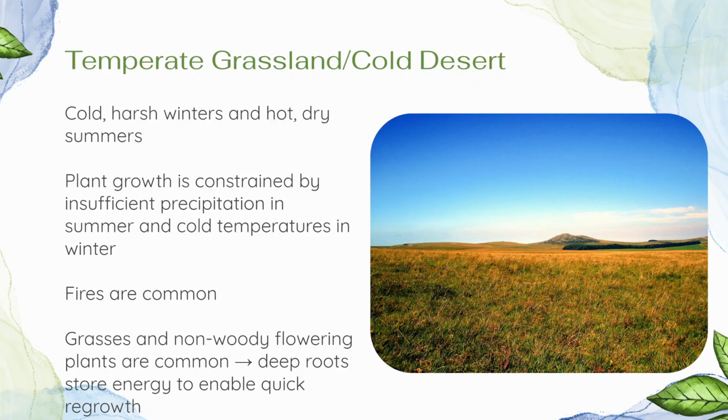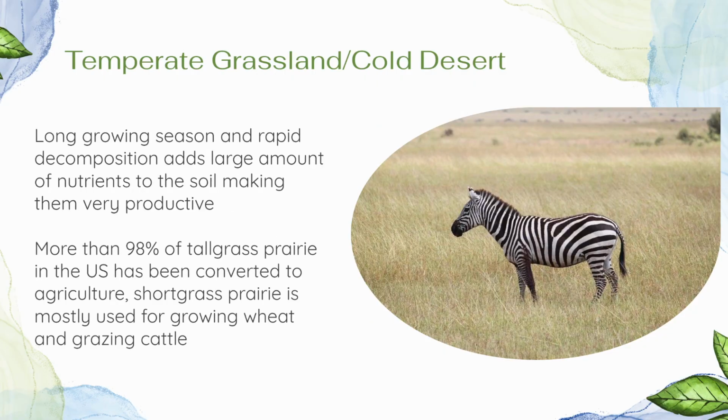The dominant plants are grasses and non-woody flowering plants, which have deep roots that store energy and allow for quick regrowth after a fire. The long growing season and rapid decomposition in this biome add a large amount of nutrients to the soil, making it very productive.